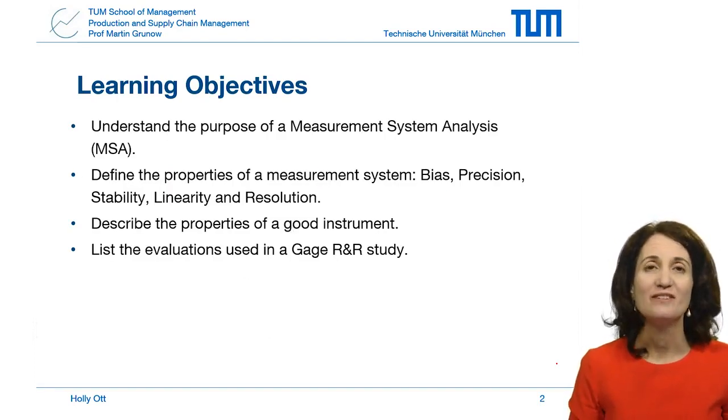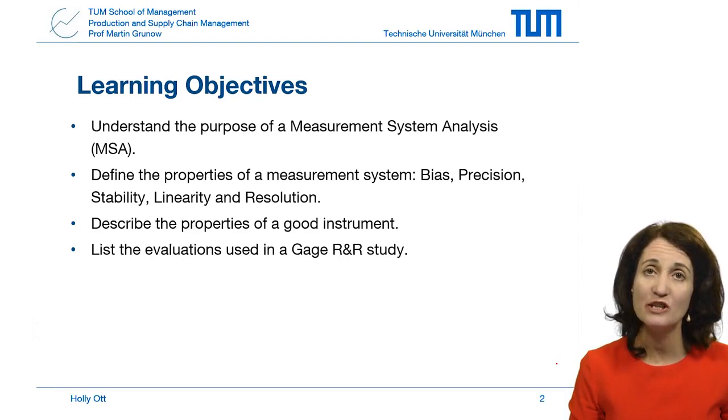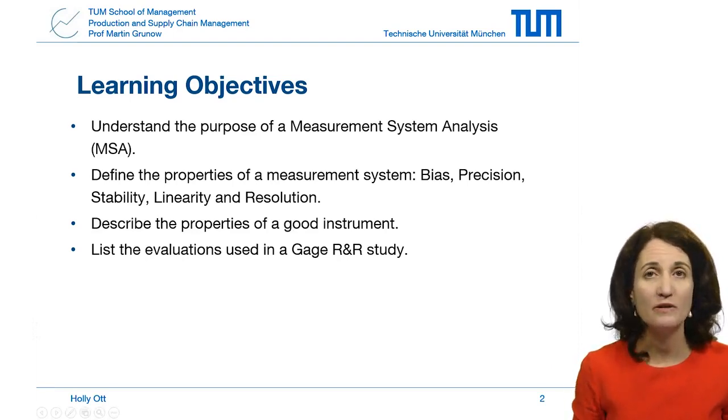The learning objectives are to be able to understand the purpose of a measurement system analysis, to define the properties of a measurement system: bias, precision, stability, linearity, and resolution, to describe the properties of a good instrument, and to list the evaluations used in a gauge R&R study.